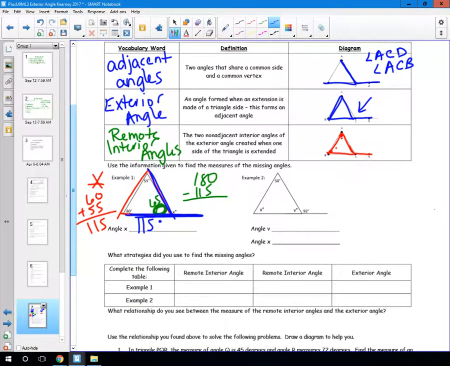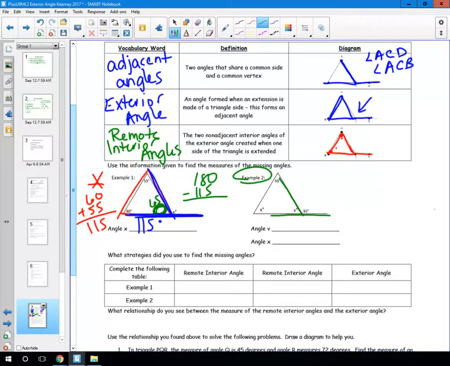So now, we're going to use what we learned and try to figure out how to do example 2. So example 2, they're asking for 2 different angles, angle V and angle X. So for me, my method of attack would be to maybe start with that exterior angle first. Okay, so you want to take a minute and try to figure this out.